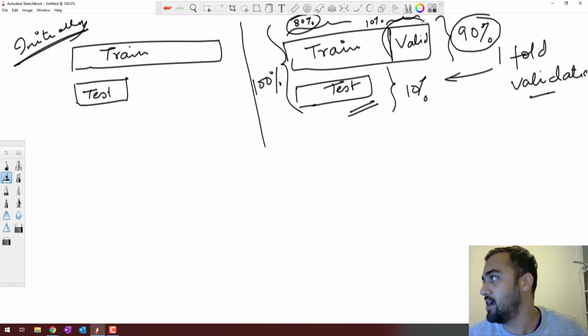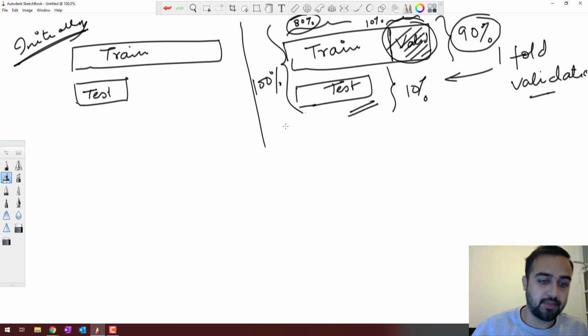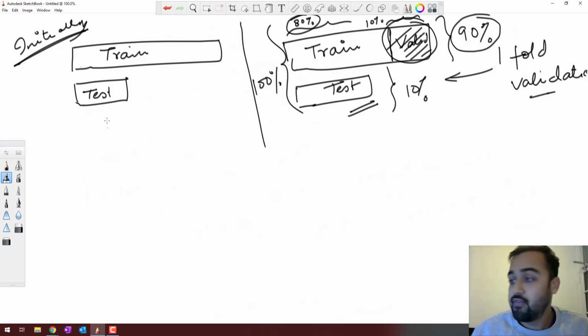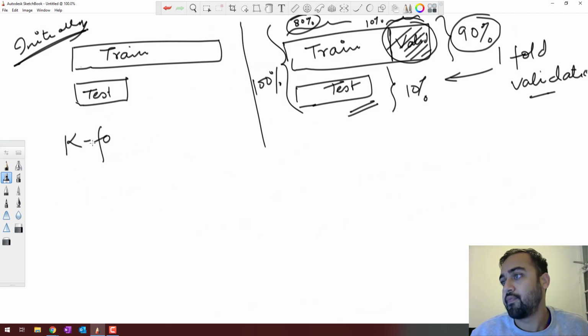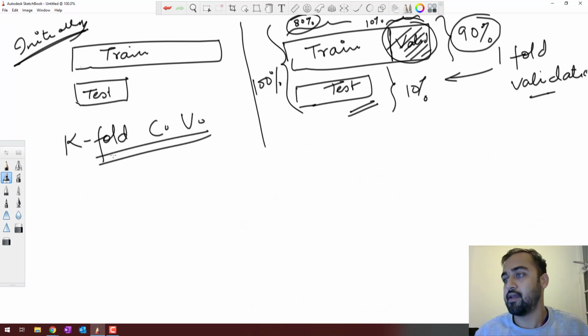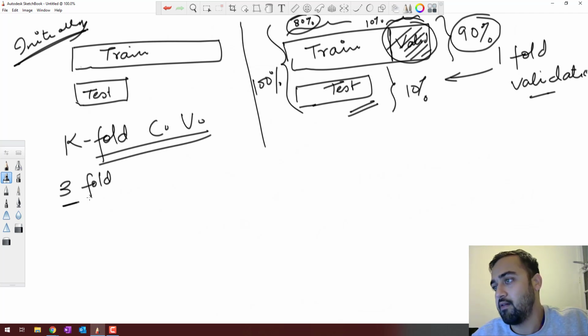This 10% of the validation set is then used to calculate the hyperparameters or the parameters, or tune them, right? So now that brings us to the concept of k-fold cross validation, right? Let's talk about threefold cross validation.